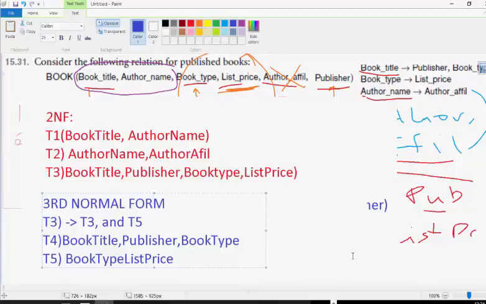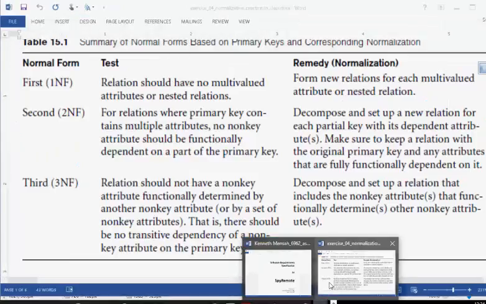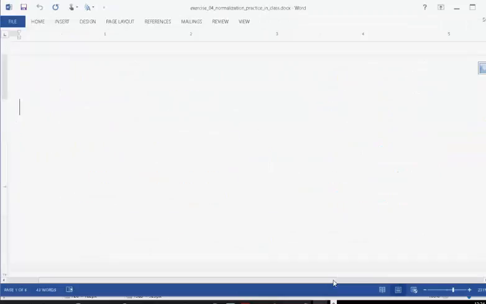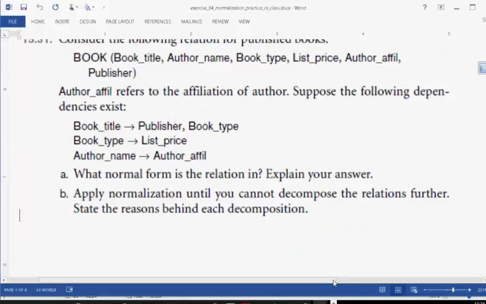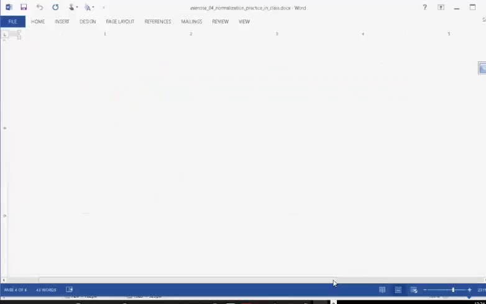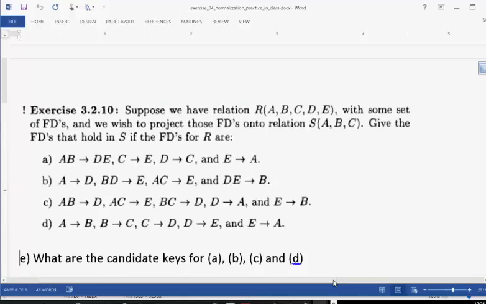Why are people packing up? It's past time. Okay, so I'll solve the last one and put it online.